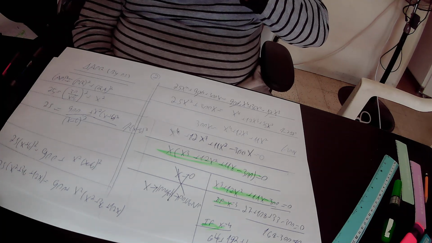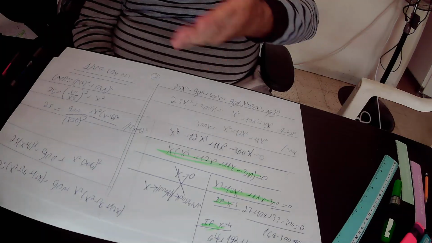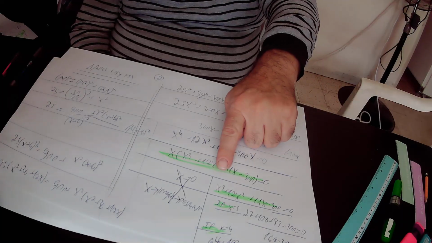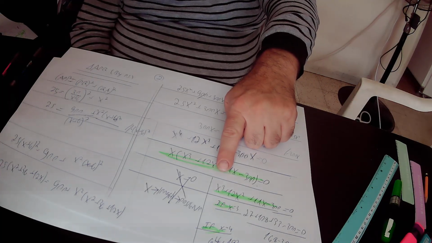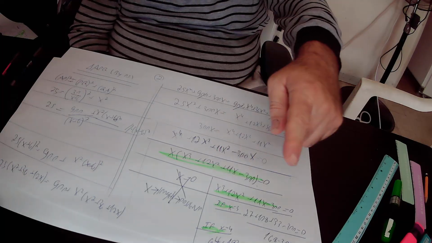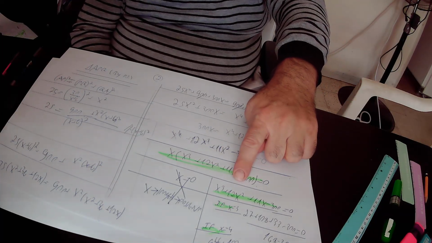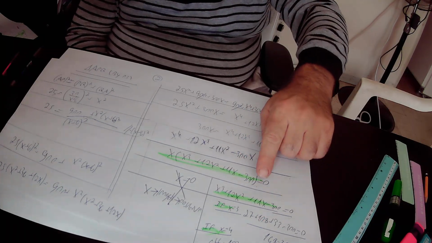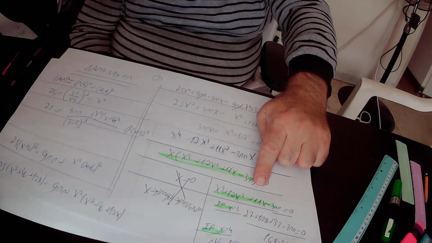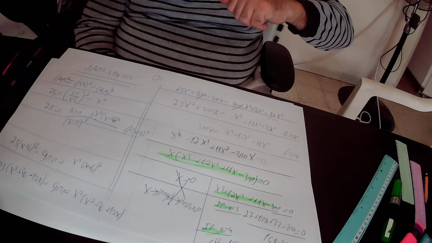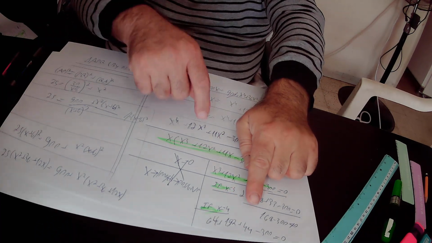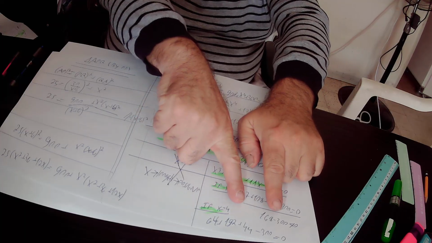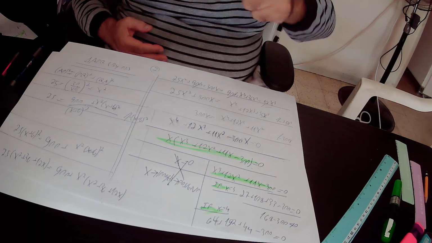Then check if x equals 4 solves this equation. So we substitute x by 4. x cubed is 4 cubed, 4 times 4 times 4, this is 64, plus 12x squared. x squared is 4 squared, this is 16, and 16 times 12 is 192, plus 11x. 11x is 11 times 4, this is 44, minus 300 equals 0. So 64 plus 44 is 108, 108 plus 192 is 300, and 300 minus 300 is 0. So x equals 4 solves this equation.